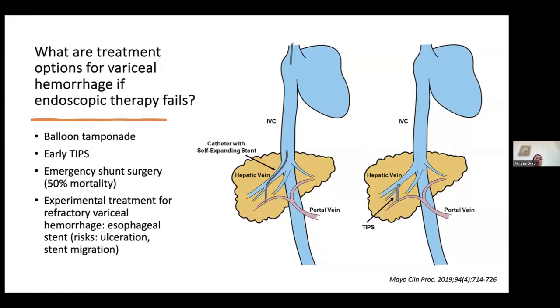And sometimes I've seen the GI docs put in these esophageal stents, which is basically the same principle as balloon tamponade. They're removable stents, the same types of stents they would put in if someone has a stenosis from a tumor or something. Emergency shunt surgery has a very high mortality. I've actually never seen that done. Yeah, and I mentioned the stent. And that's usually the stents that they can remove again.